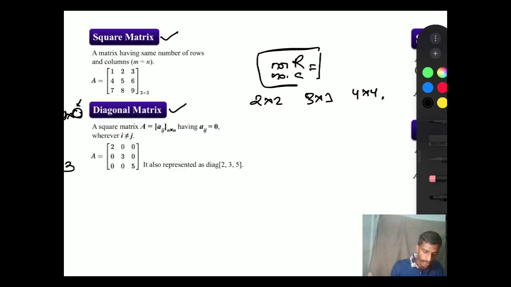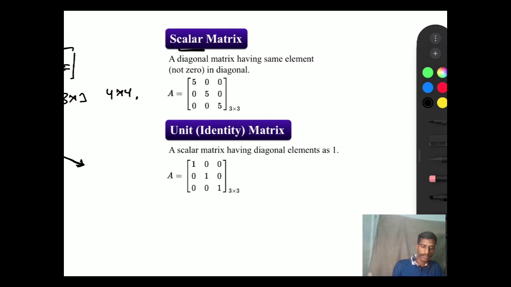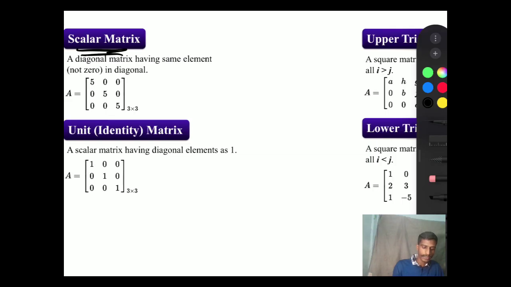Now we'll move to the diagonal matrix. What is a diagonal matrix? A diagonal matrix has values only in diagonal form. Here it is 2, 3 and 5, they are in diagonal form. If there are equal numbers in the diagonal, then we can say that it is a scalar matrix. So what is a scalar matrix? Any matrix whose diagonal values are equal is a scalar matrix. But if the diagonal value is 1, then the name changes to identity matrix, also known as unit matrix.